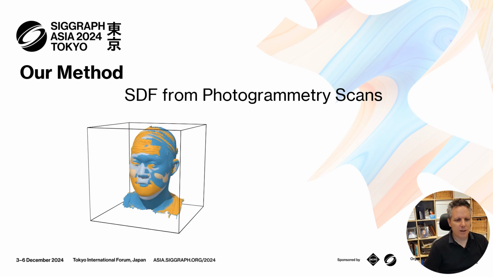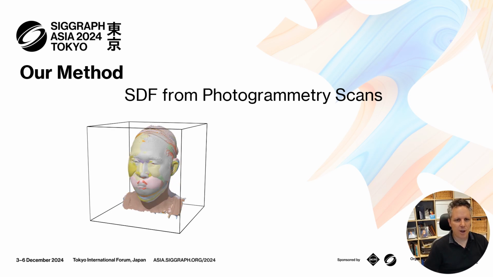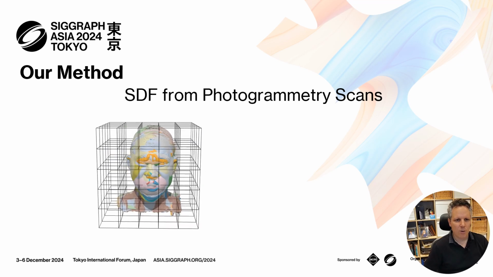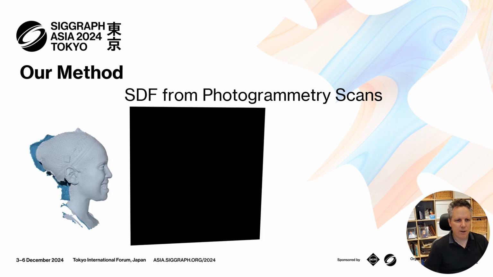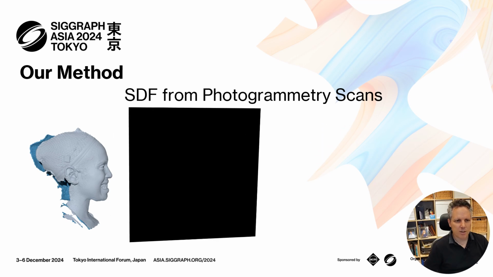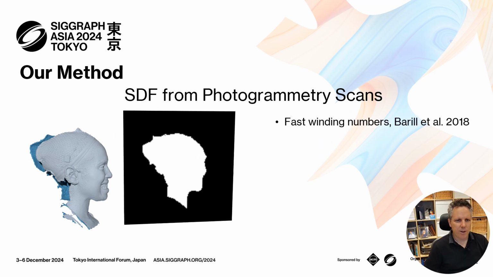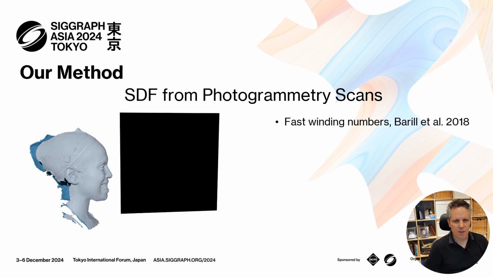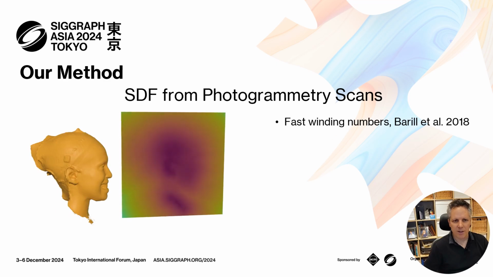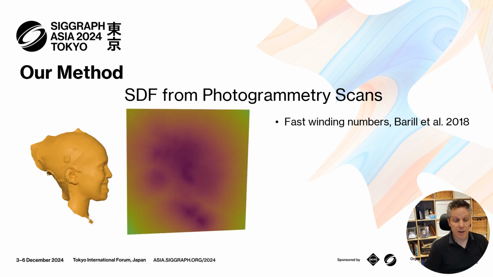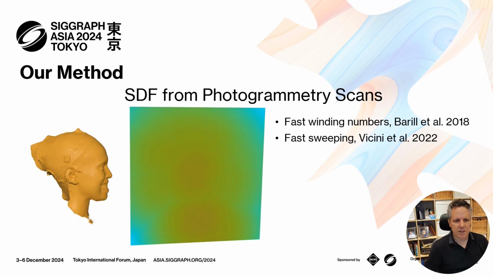Here is our method. The expression set that needs to be stabilized may contain between 10 and 100 scans. We first compute the axis-aligned bounding box over all expression 3D scans. A voxel array is defined in this box. For each scan, we determine whether each voxel is inside or outside the mesh using Barill and colleagues' fast winding numbers method from libIGL. Next, the signed distances are estimated by the fast sweeping implementation of Vicini and colleagues.